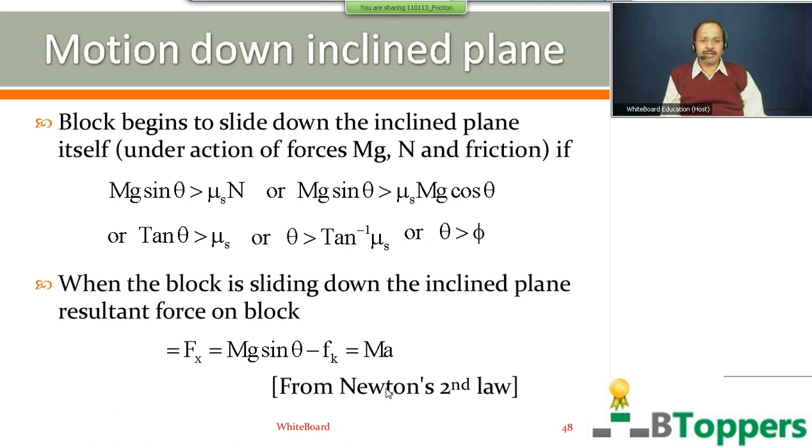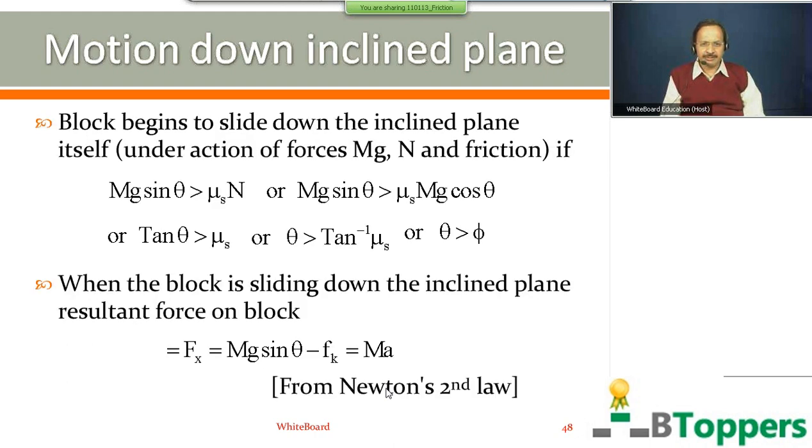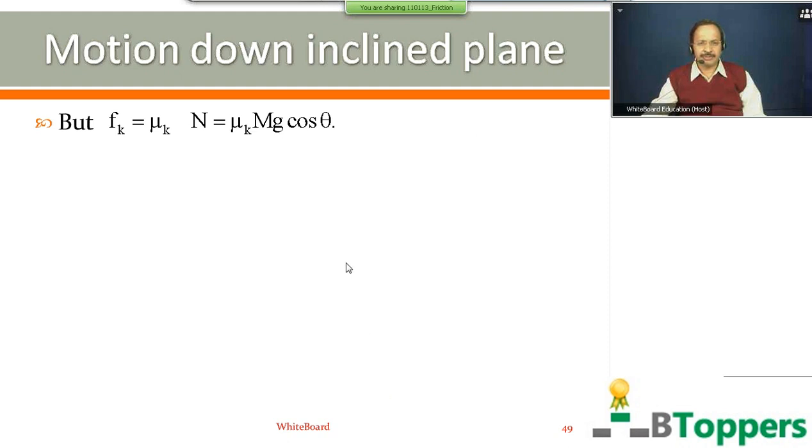In case you need more time to copy the notes, you can take a pause and take your own time to copy the notes. I'd like to show the continuation of the notes for this, which I already discussed in the previous class. But the magnitude of kinetic friction is given by Fk equal to mu k into N, and we can substitute N equal to mg cos theta. So on the left hand side of the previous equation, that is mg sin theta minus Fk equal to ma, I am going to substitute now Fk equal to mu k into mg cos theta.